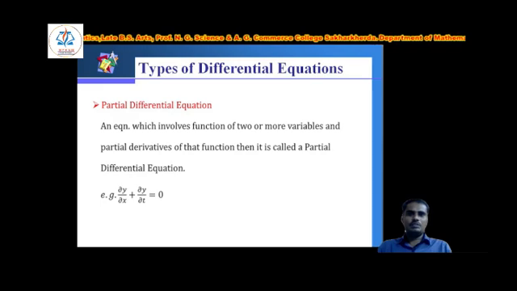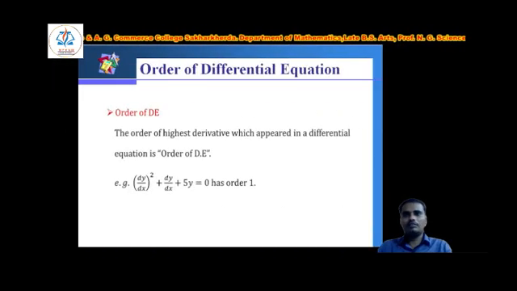Now the second type is partial differential equation. When the function depends on two or more variables, an equation which involves a function of two or more variables and partial derivatives of that function is called a partial differential equation. Suppose in an equation the function depends on more than two variables and there are partial derivative terms, then that equation we call a partial differential equation. For example, del y upon del x plus del y upon del t equals 0. This is the example of a partial differential equation.